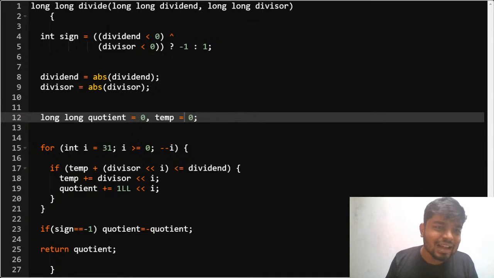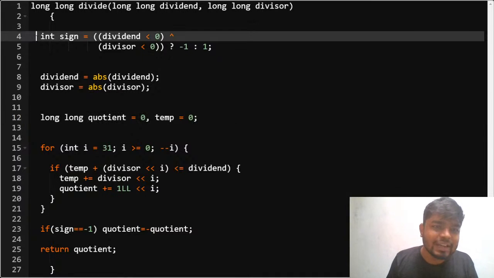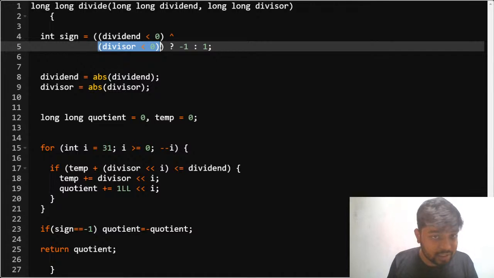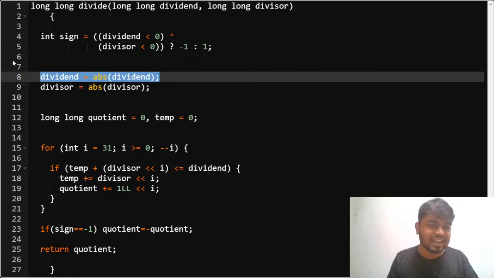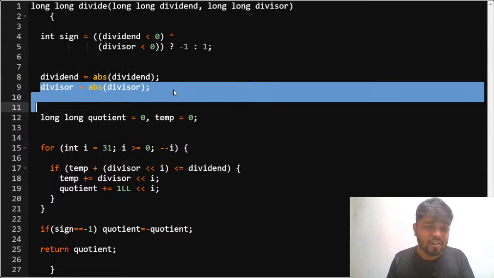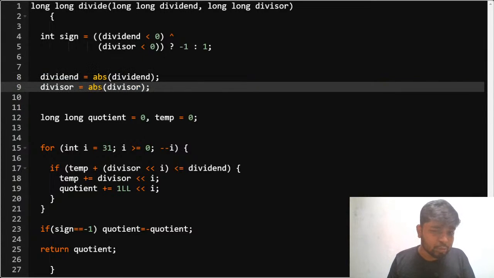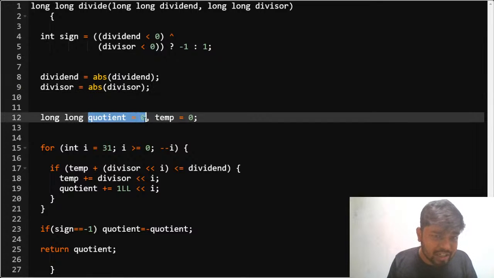So what I have done is I have tried to find the sign of my answer. If either the divisor or the dividend is negative, then the sign will be assigned as -1. Otherwise, I'll assign the sign as +1. Then after that, I'll make my dividend and the divisor both positive by taking the absolute values. After this, I'll take the quotient as 0 and the temporary variable as 0.